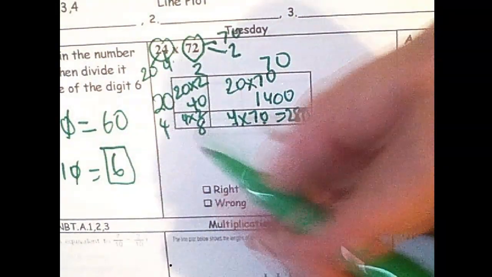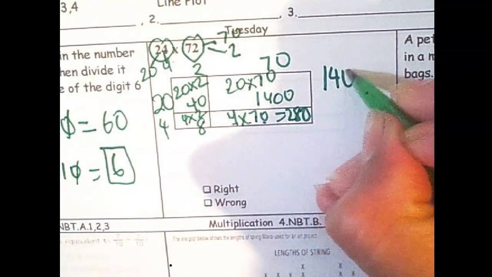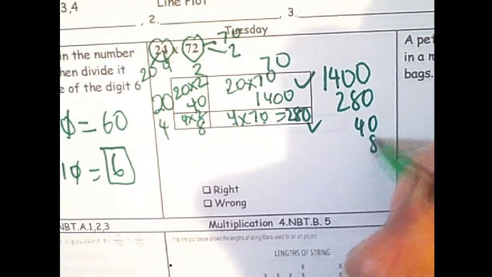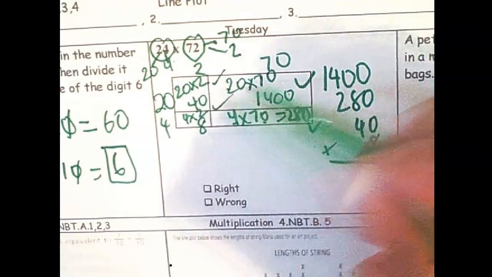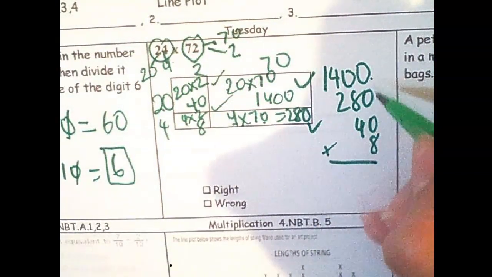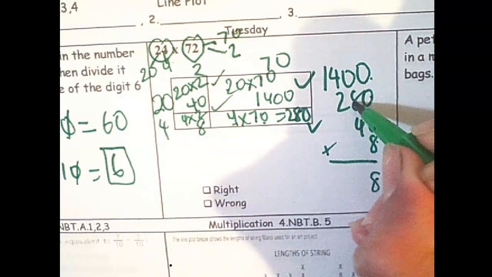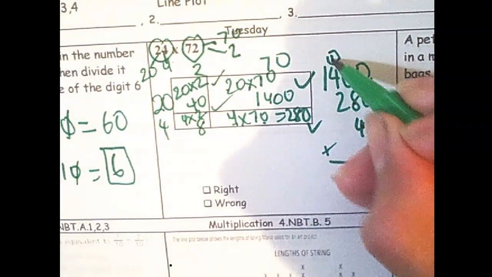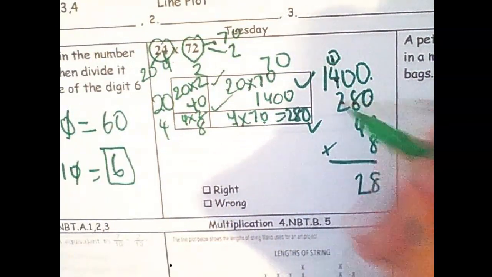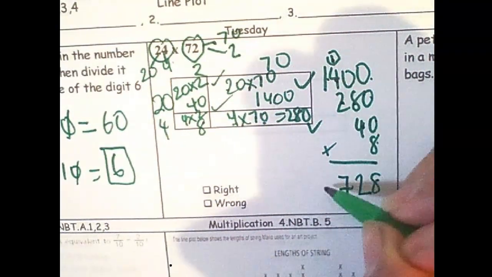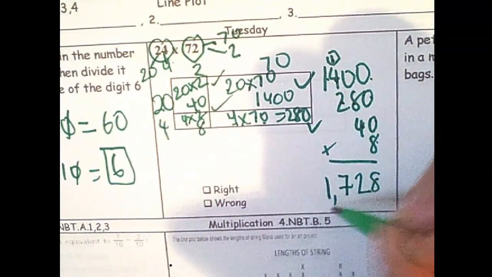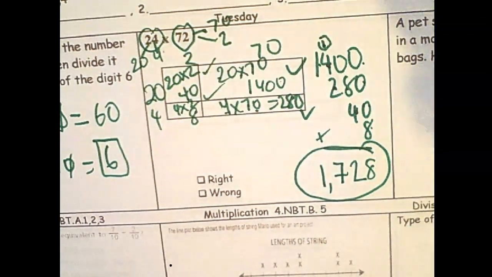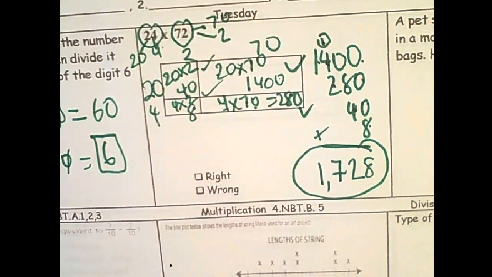And now we're going to take all these partial products and add them up. 1400, 280, 40, and 8. Just check them off to make sure I got the numbers right. So I have 0, 0, 0, and 8 gives me 8. 8 plus 4 gives me 12. Regroup the 1. 1 plus 4 gives me 5. Plus 2 gives me 7. And the 1 I'm regrouping, bringing down because there's nothing else to add to it. So I get 1,728. Alright, let's move on to the next problem.